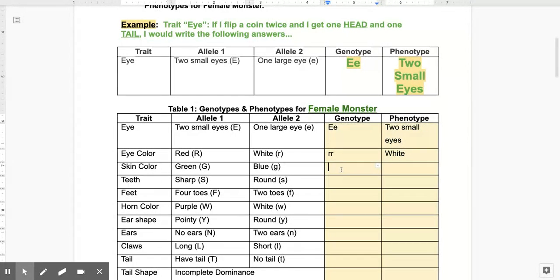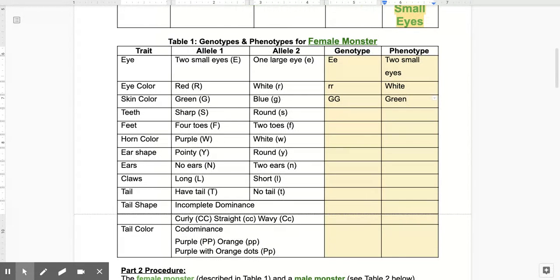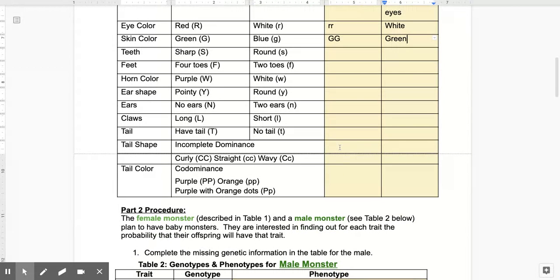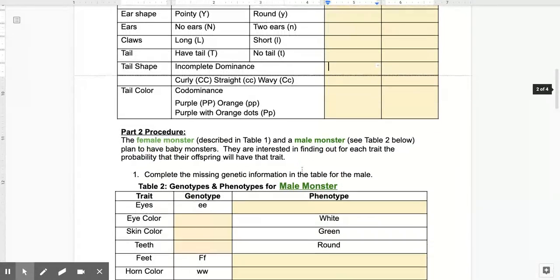Next up, we would continue this. Say we got two heads in a row, that would be capital G, and that would give green skin color for our monster. And we would continue to fill in this chart. Please be aware that there is an example of incomplete dominance when it comes to tail shape and codominance when it comes to tail color.